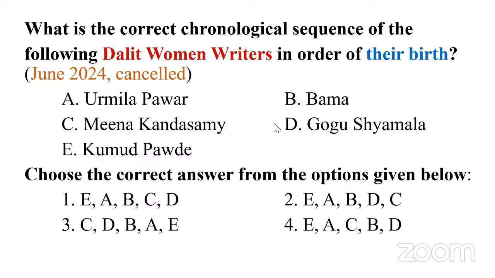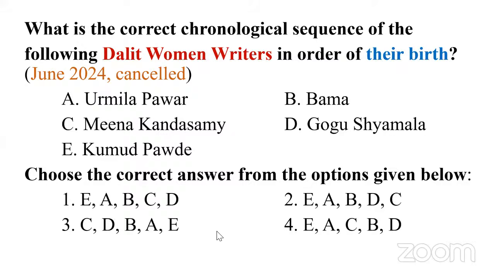Of these 5 writers, if you know who is kind of a recent one, a prominent Dalit women writer, if you are just aware of that one, the chronology can be easily cracked. Bama definitely is not recent. She has been writing for years. Definitely not B. So I'm just asking you to focus on the end.